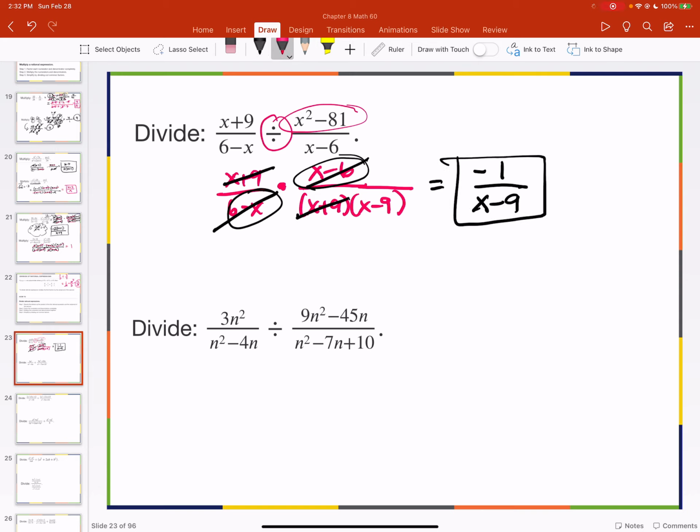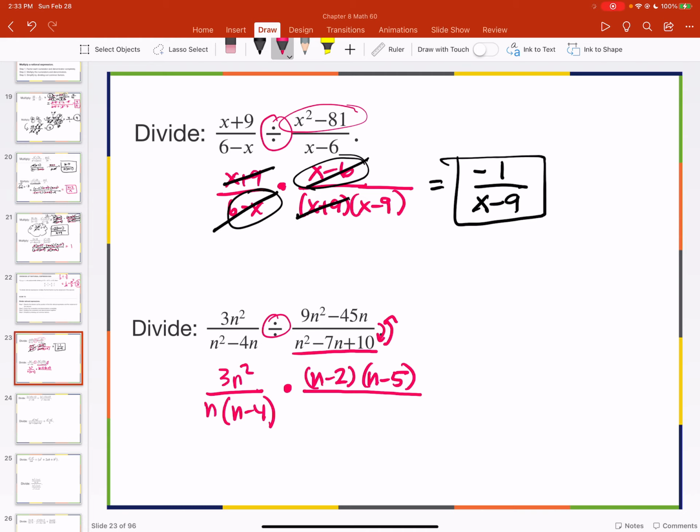Okay, let's do a couple more. So here, the first fraction stays the same: 3n squared over, common GCF is n. I wrote 4 because I just did. It would be n times n minus 4. This division symbol becomes a multiplication, and then this goes up here and this goes down here. So what are the factors of 10 positive that add up to negative 7? So n minus 2, n minus 5, yeah? And then in the denominator is the old numerator, so I factor out a 9n, and I get n minus 5. So now I can go ahead.